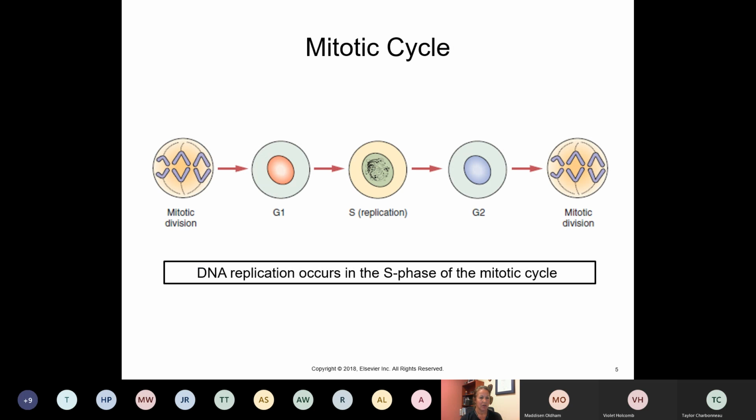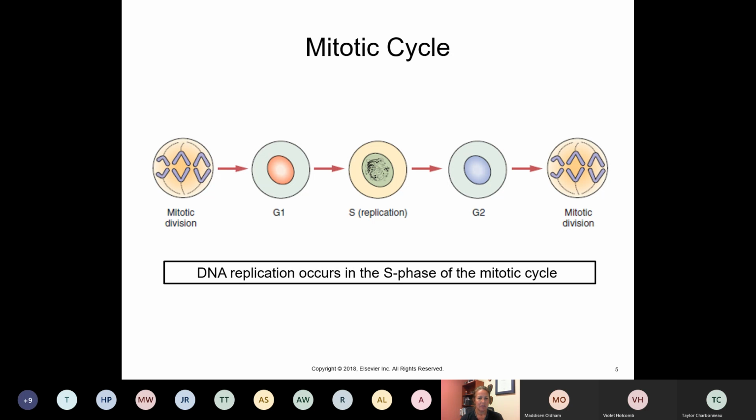In your book, on page 188, is the mitotic cycle. The S phase is probably one of the most important phases that you might see asked about, because that's when DNA replication is occurring. So it starts out with mitotic division, then it goes to G1, and then into S, or replication phase, where that DNA is replicating itself, and then G2, and then we go back into the mitotic division again.